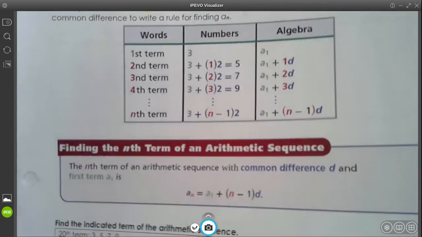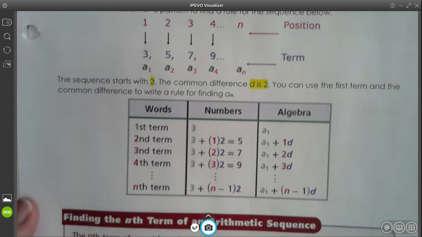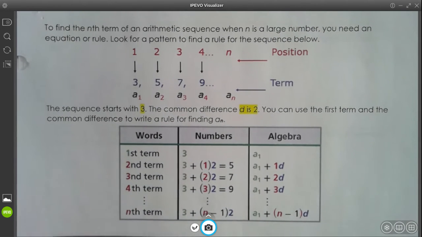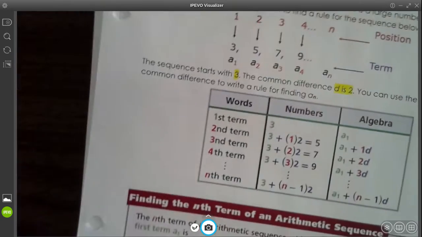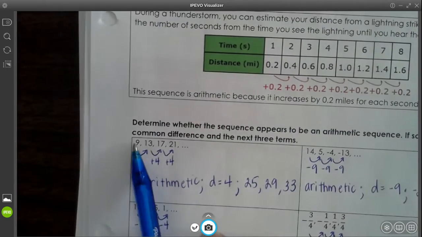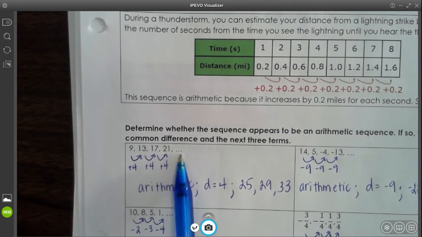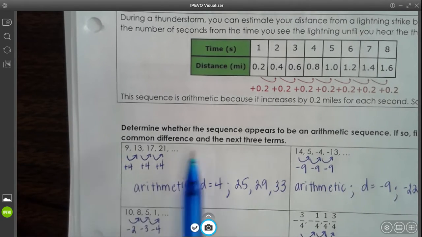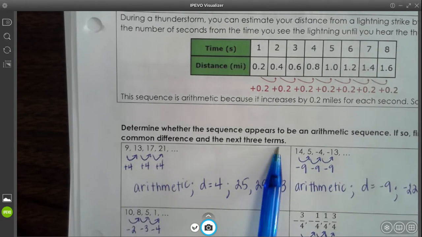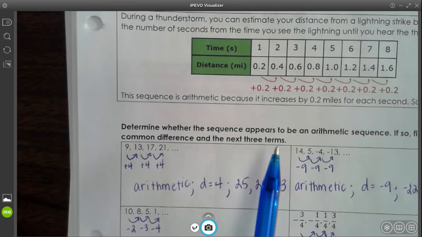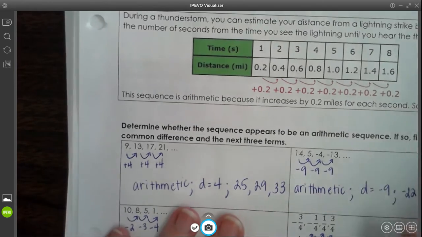Okay, so the next part says to find the nth term of an arithmetic sequence. When n is a large number, we need a rule. So for example, if I wanted to know, back in this first pattern, the 25th number in this sequence, I could write it out to find out the 25th number, but that's a lot of work. So there's actually a formula that we can use that will help us with that.